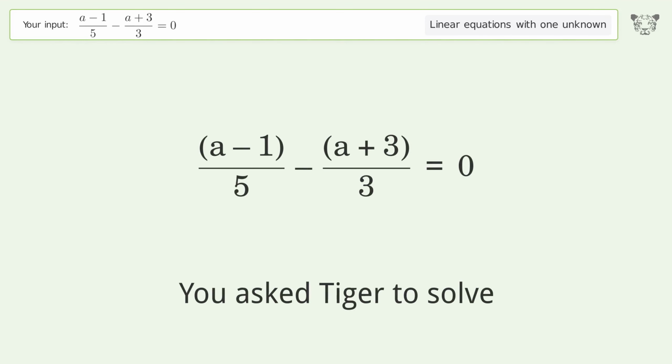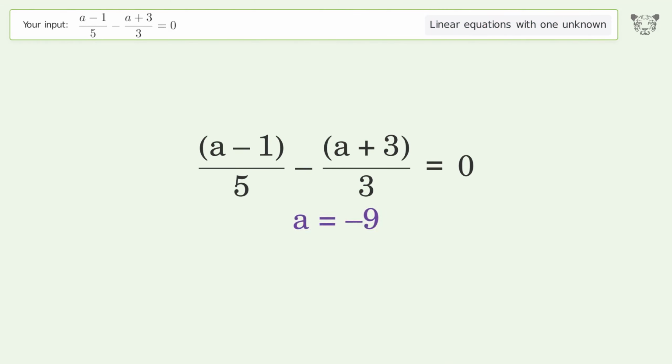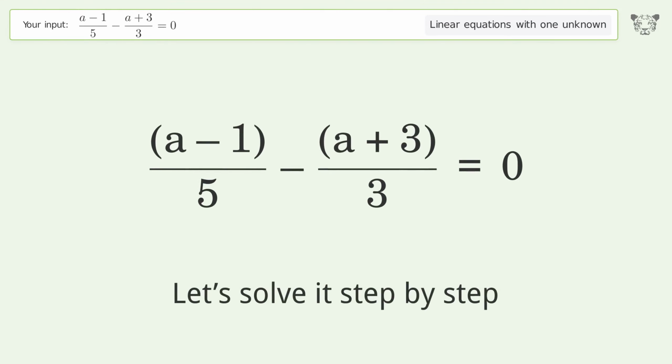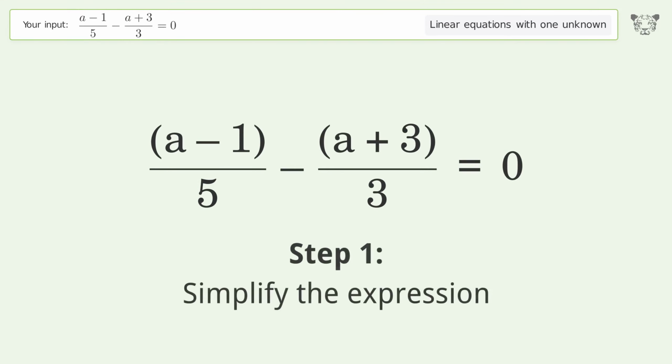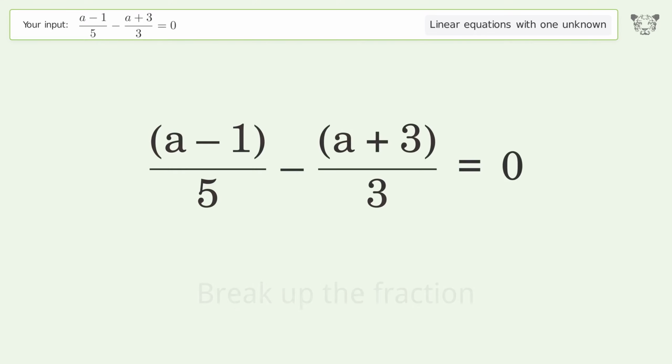You ask Tiger to solve. This deals with linear equations with one unknown. The final result is a equals -9. Let's solve it step by step. Simplify the expression. Break up the fraction.